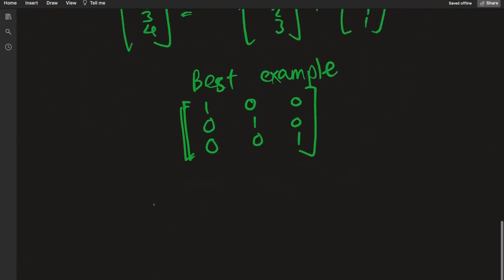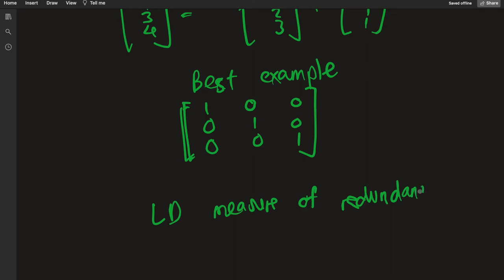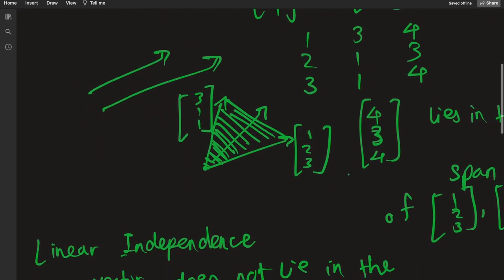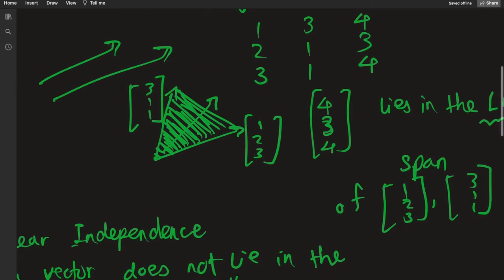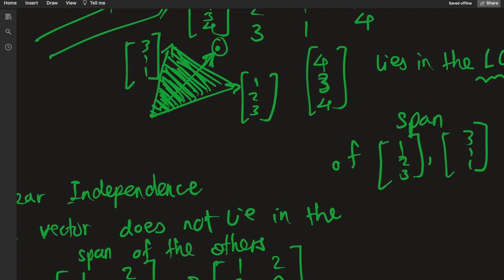linear dependency is a measure of redundancy. I mean, are we repeating any information? Because if this linearly dependent vector lies in the span of two linearly independent vectors, it gives no new information, because this shaded region was already being covered, because we were taking the span of these two linearly independent vectors. Having this new vector here doesn't contribute much, doesn't give us any new information. I mean, we could have reached this point, which denotes this vector, using these two vectors.